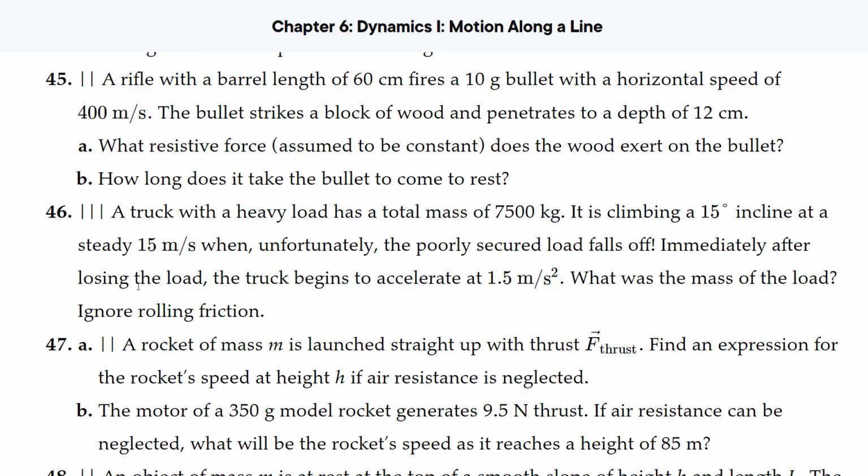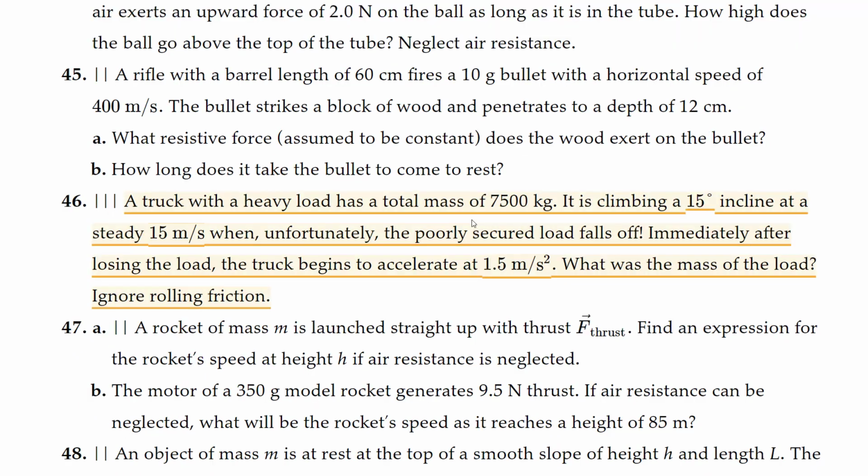This is problem 46 from Chapter 6 of Randall Knight's Physics for Scientists and Engineers, 5th edition. We're not given a diagram, but we've got a description and some numbers. There's a truck on an inclined highway, 15 degrees. That's not very much. It's 7.5 metric tons, including the load.